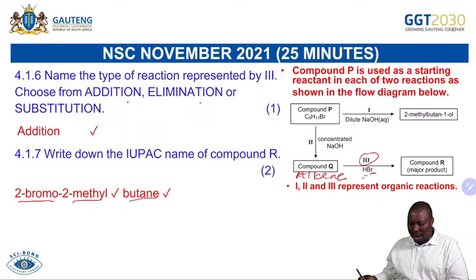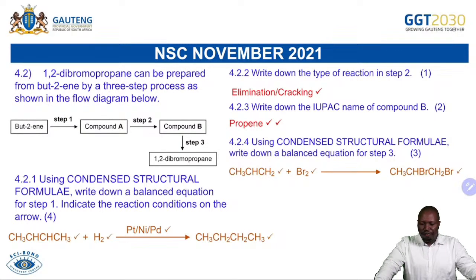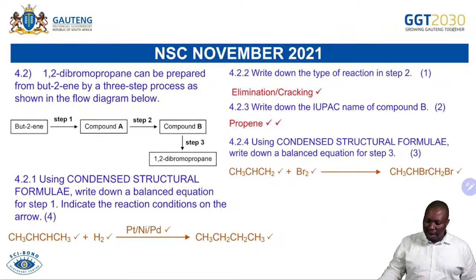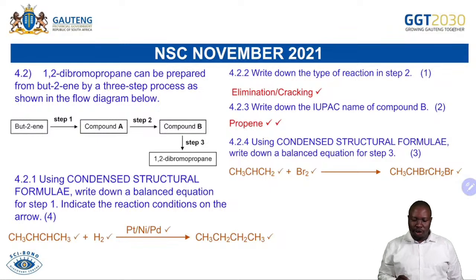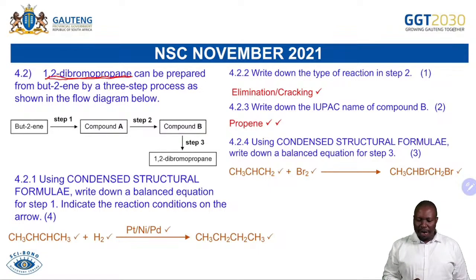So if I move forward, the question continued to 4.2. In 4.2, you were given 1,2-dibromopropane that can be prepared from but-2-ene. We want to show you here that we have a synthesis type of reaction, because it can't be all the time that we just give you things and you tell us what happened. Sometimes we give you stuff and say prepare. For example, here we are saying you must prepare 1,2-dibromopropane from but-2-ene.